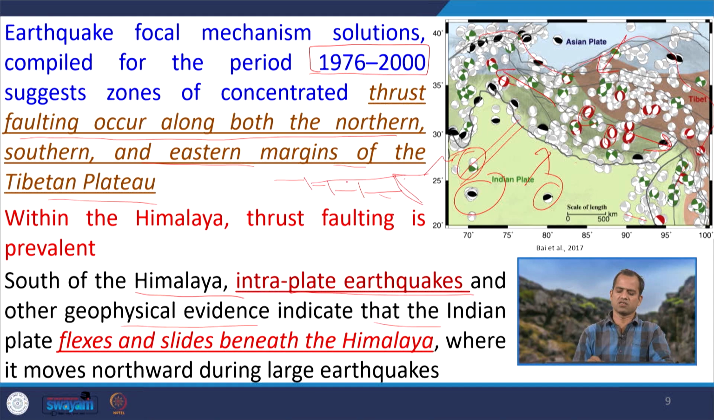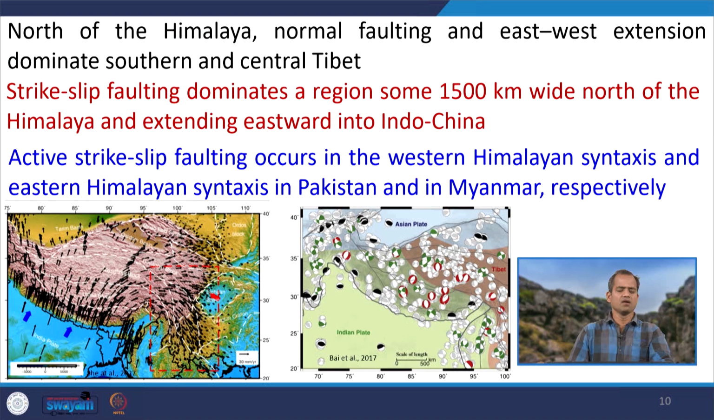So, this is the Indo-Gangetic plain. If you move across this Indo-Gangetic plain, you will find a step-like appearance of these faults. So, this flexed Indian lithosphere is going down beneath the Himalayan system. And north of the Himalayas, normal faulting and east-west extension is dominant.